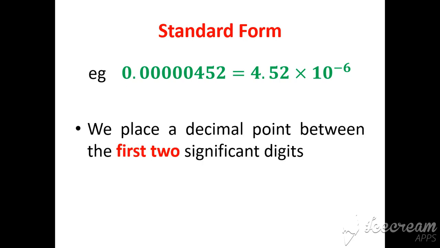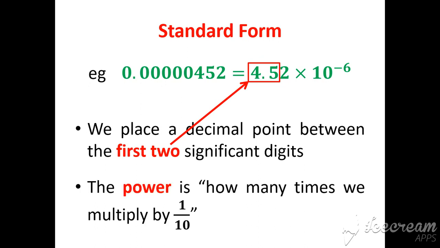Now, the key things you remember from the last video: we place the decimal point between the first two significant digits, the first two non-zero digits, and the power is how many times. In the last video it was how many times we multiplied by 10, because we wanted to get bigger. In this example it's how many times we multiply by 1/10, because we're getting smaller. Notice the power is negative.